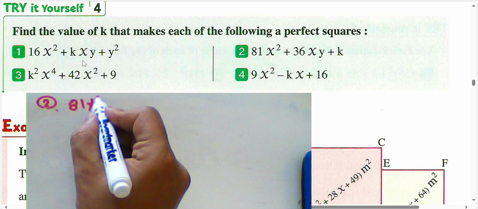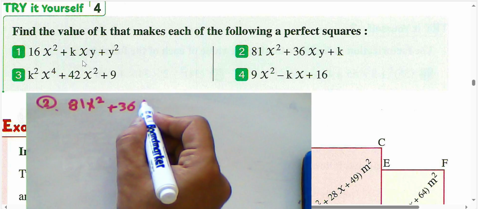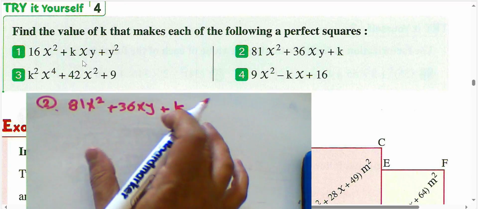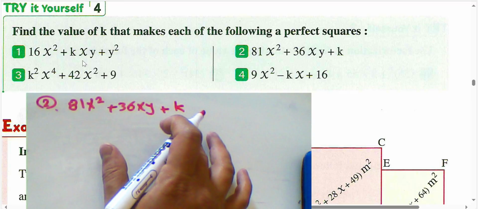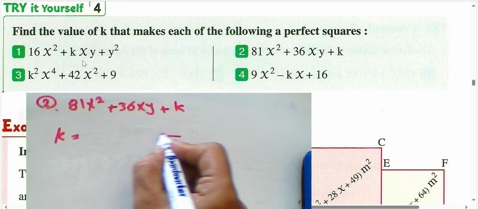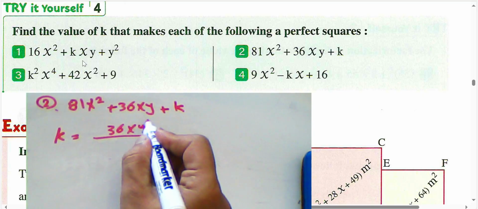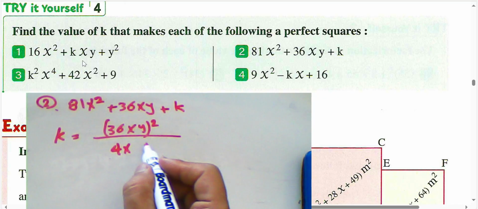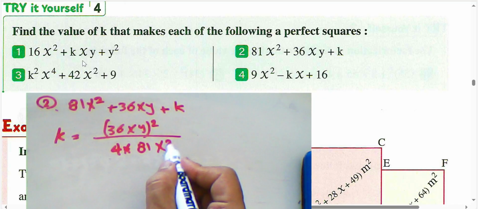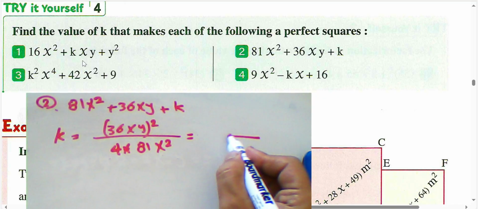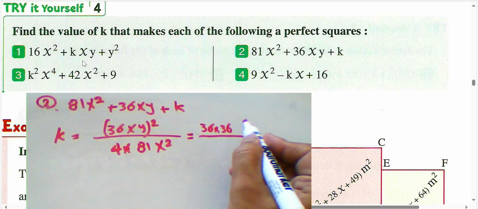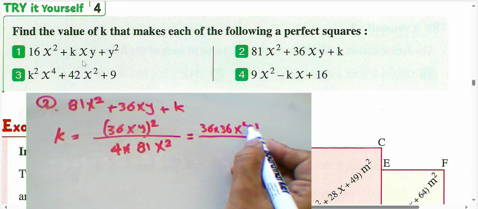We have 81x power 2 plus 36xy plus k. It's a perfect square. We can find the value of k. K here sits in the third. Then k equals the middle power 2, 36xy power 2, over 4 times the first, 81x power 2. 36 power 2 means 36 times 36 and x power 2 y power 2.